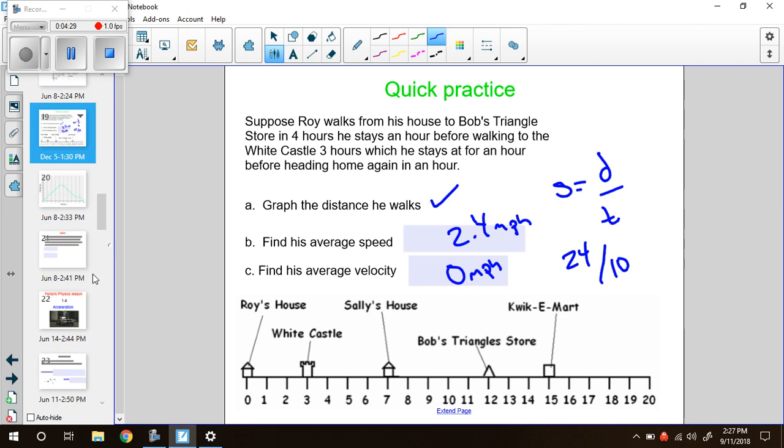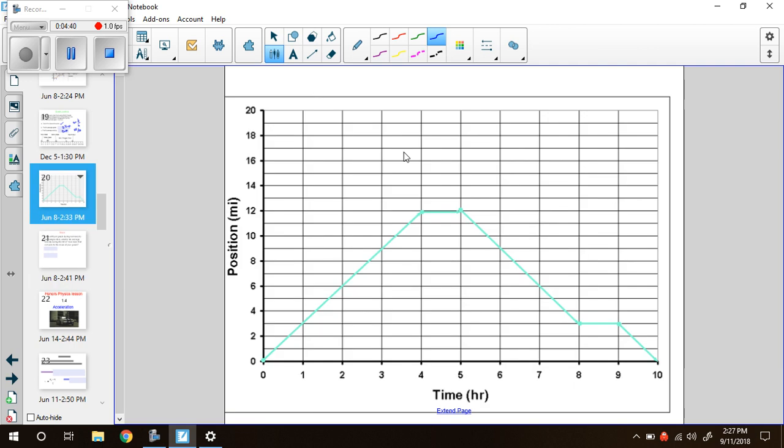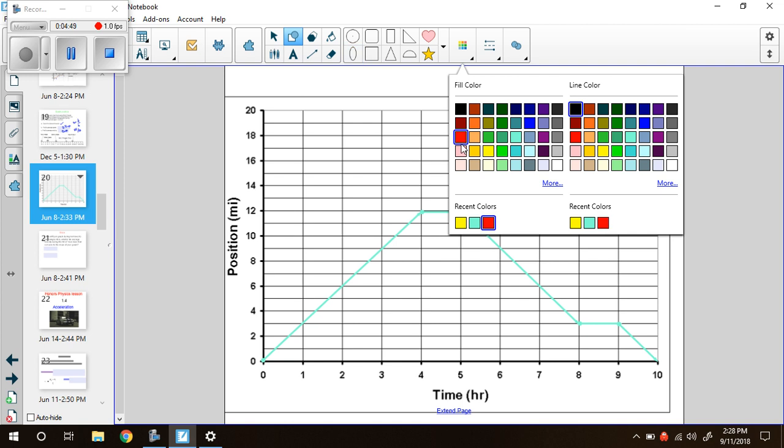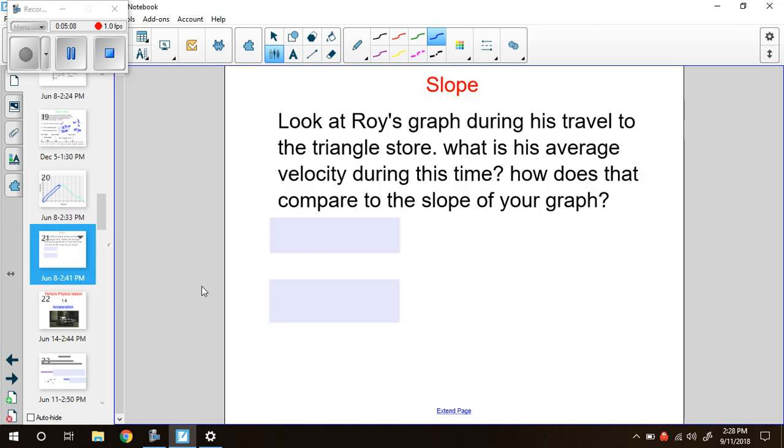Okay, one more practice problem for you here. So let's go back and look at Roy's graph during his travel time to the Triangle store. So that is this. All right, let's just do this. This is his travel time right over here. This is his slope. There we go. All right. What is his average velocity during this time?